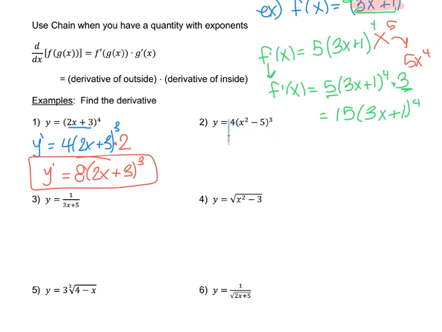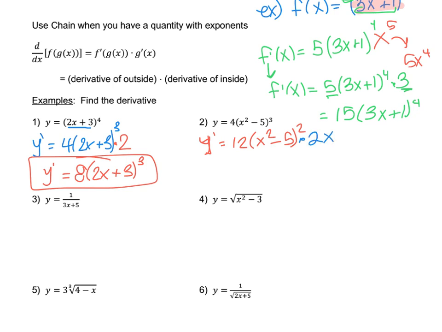This 4 is not a function of x. It's just a coefficient. There's no x attached to it, so it's just going to be along for the ride. So when I differentiate the outside function, which is something being cubed, I bring the 3 down, multiply it by the 4, that's a y, and that would be 12. X squared minus 5, I leave the inside function alone, differentiate the outside. Then I differentiate the inside and multiply that. So that would just be 2x.